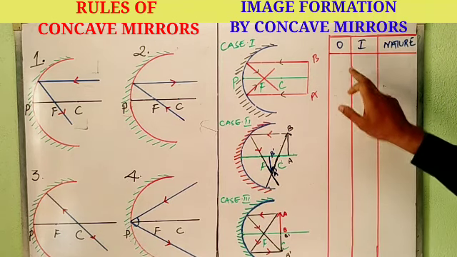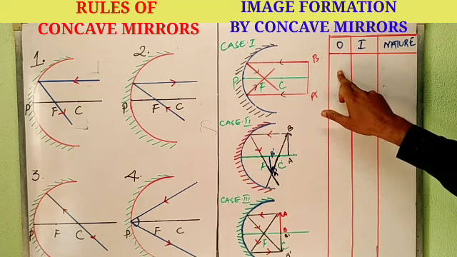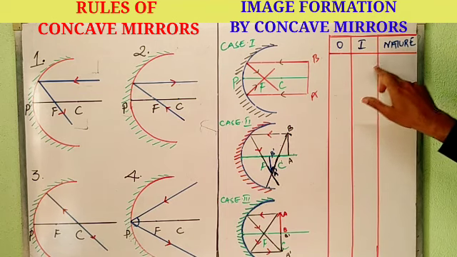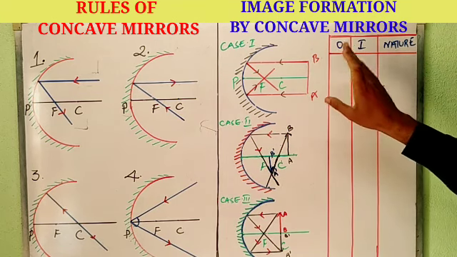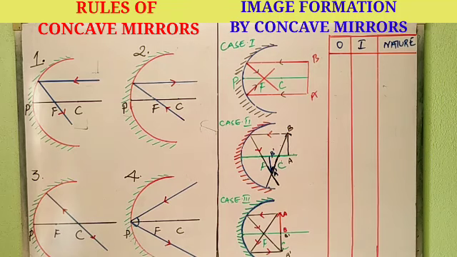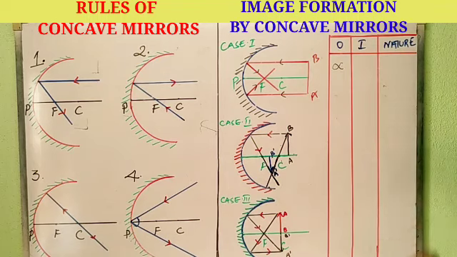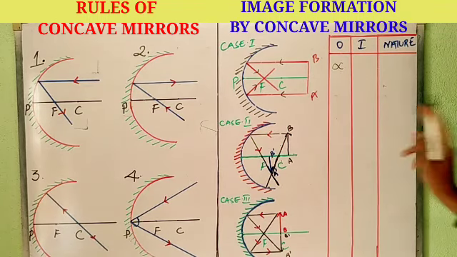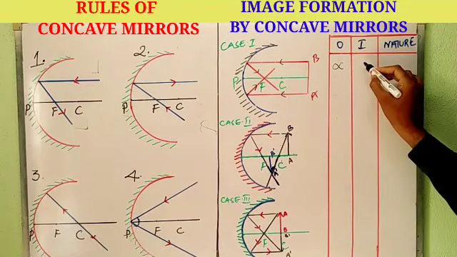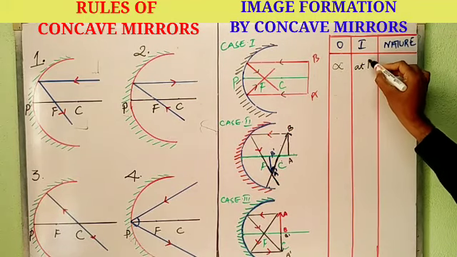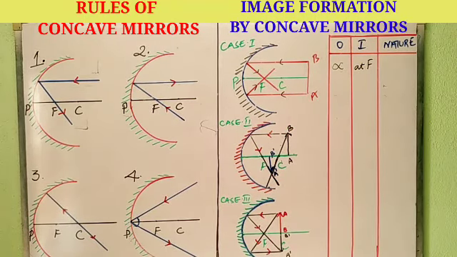So let us try to understand what is the position of the object, what is the position of the image, and what is the nature. What is the position of the object? We consider that the object is very, very far, so we say that the object is at infinity. So where is the image formed? The image is formed at focus.